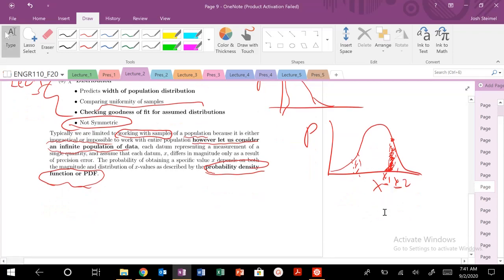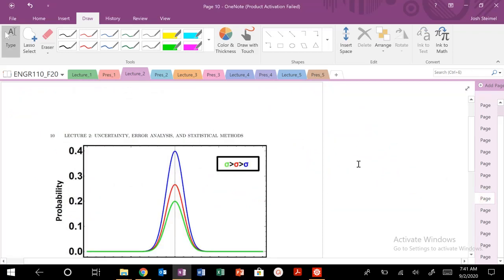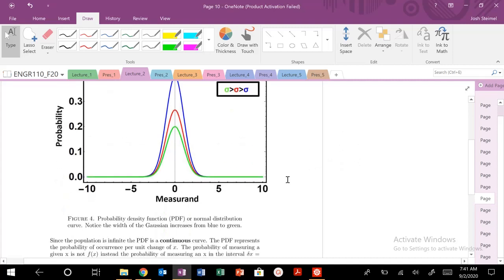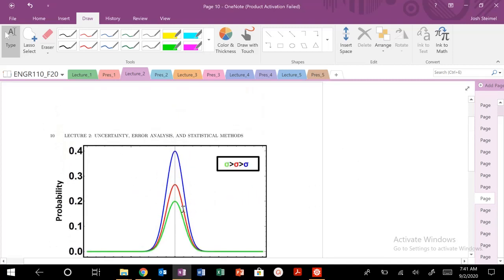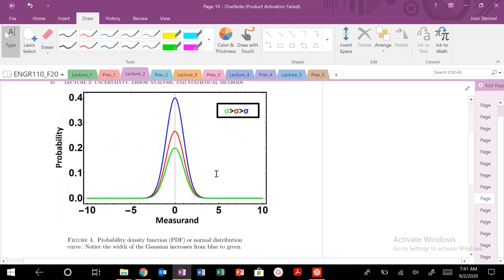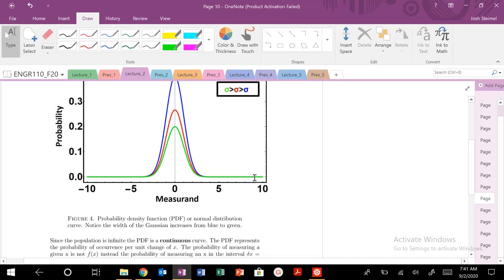Before we get into that, when you look at normal distributions and the probability density function, you are looking at the probability of measuring some measurand. For this Gaussian or normal distribution, it's hard to observe in this graph, but as your standard deviation increases, your graph widens. A larger standard deviation means there's more uncertainty in your measurement. There's a larger distribution, so the probability of measuring at 0 decreases, and this graph gets wider and wider.